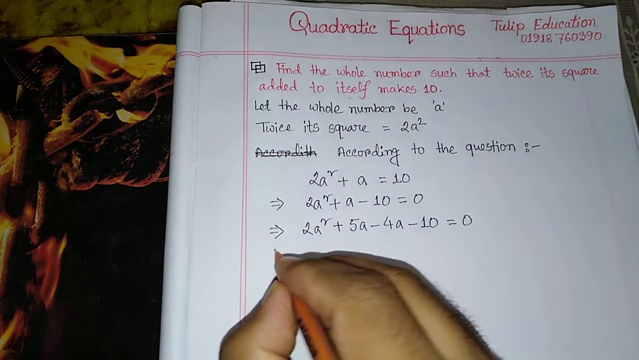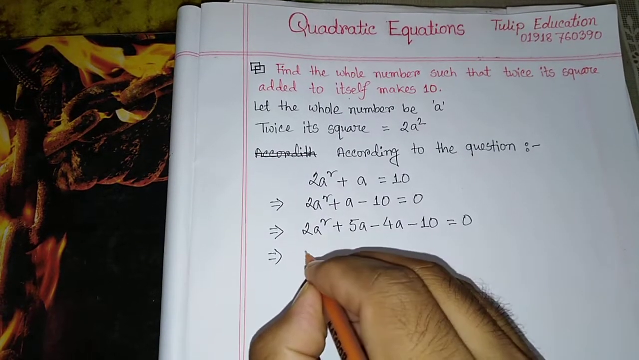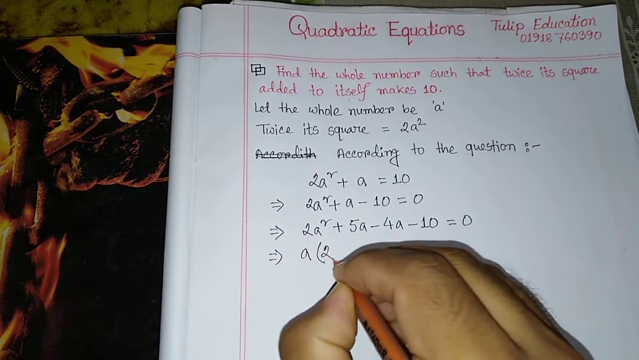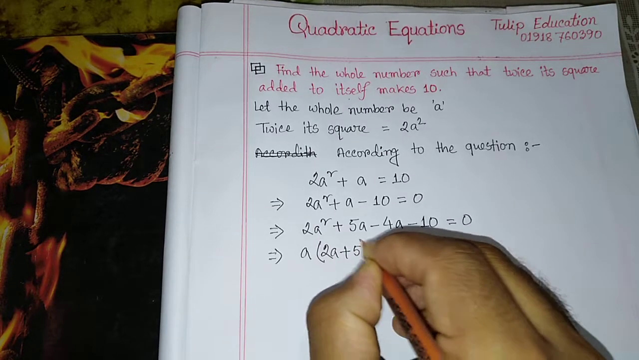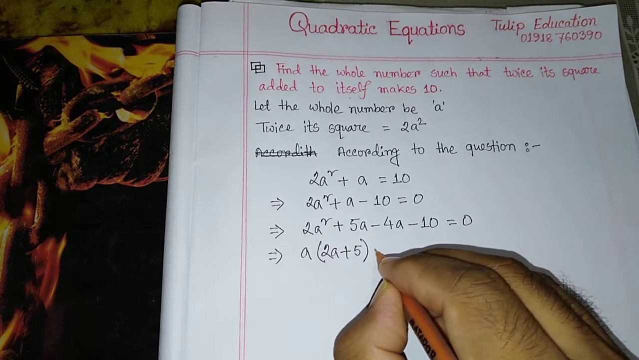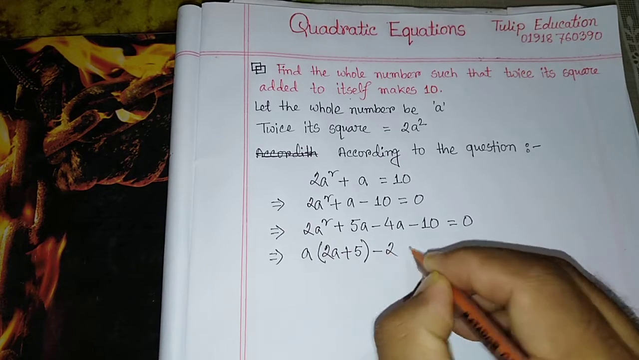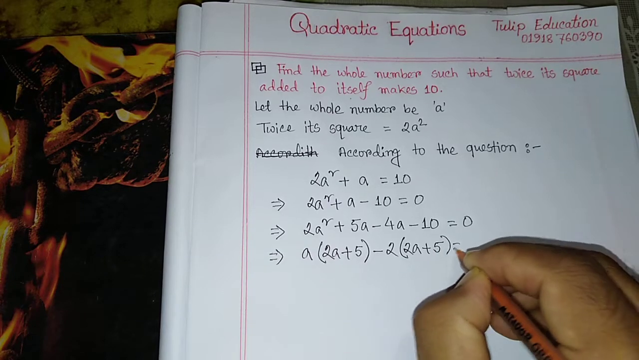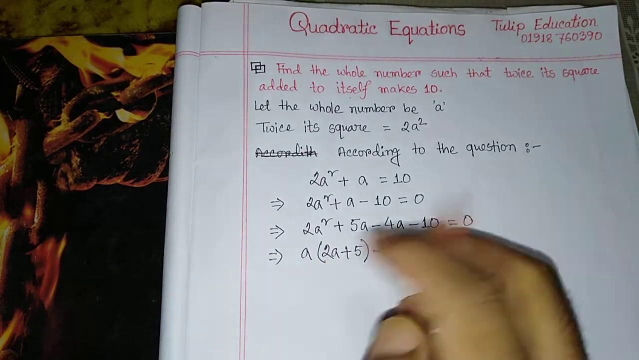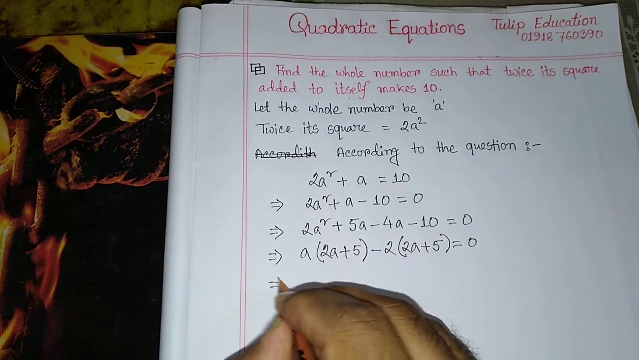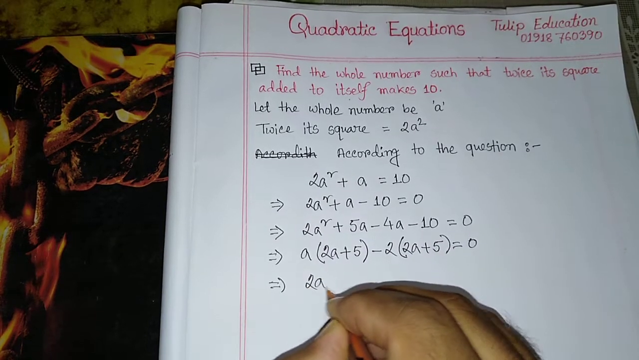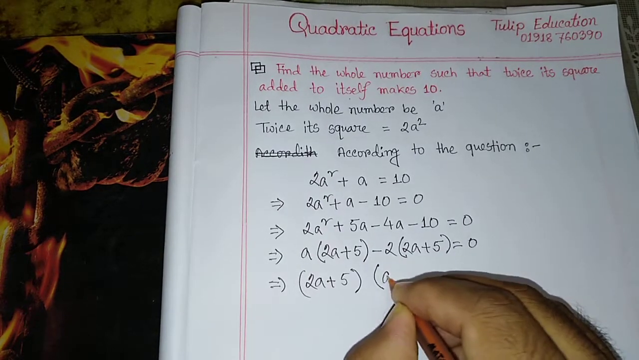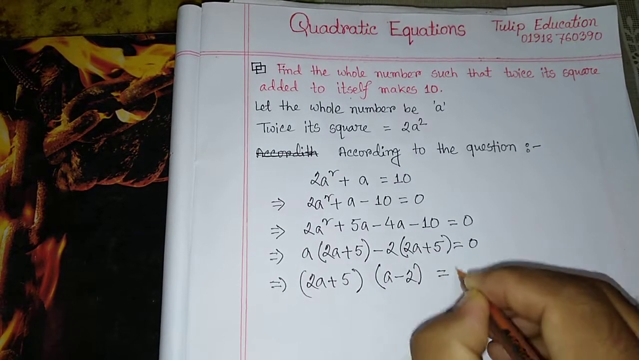Okay, so make a common a, 2a plus 5, and here we can make a common of 2, so that it will be 2a plus 5 equal to 0. So in both sides we get 2a plus 5. So make a common of 2a plus 5, so that on the right side we will get a minus 2 equal to 0.